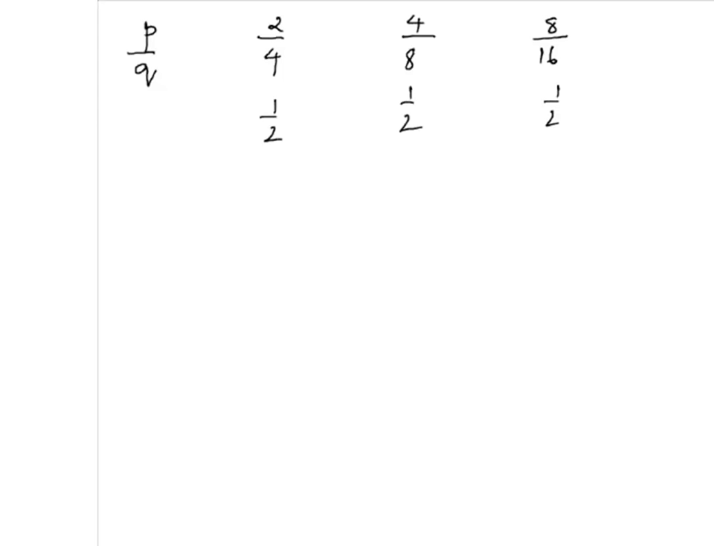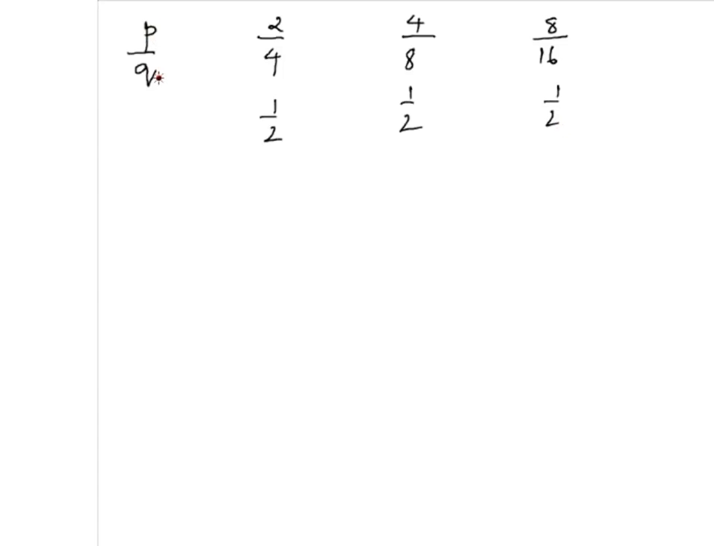Such rational numbers are called equivalent rational numbers. So one would naturally think, why not make it simplest? Why write 8 by 16 if you can write it as 1 by 2? So we have a concept called the simplest form of a rational number.